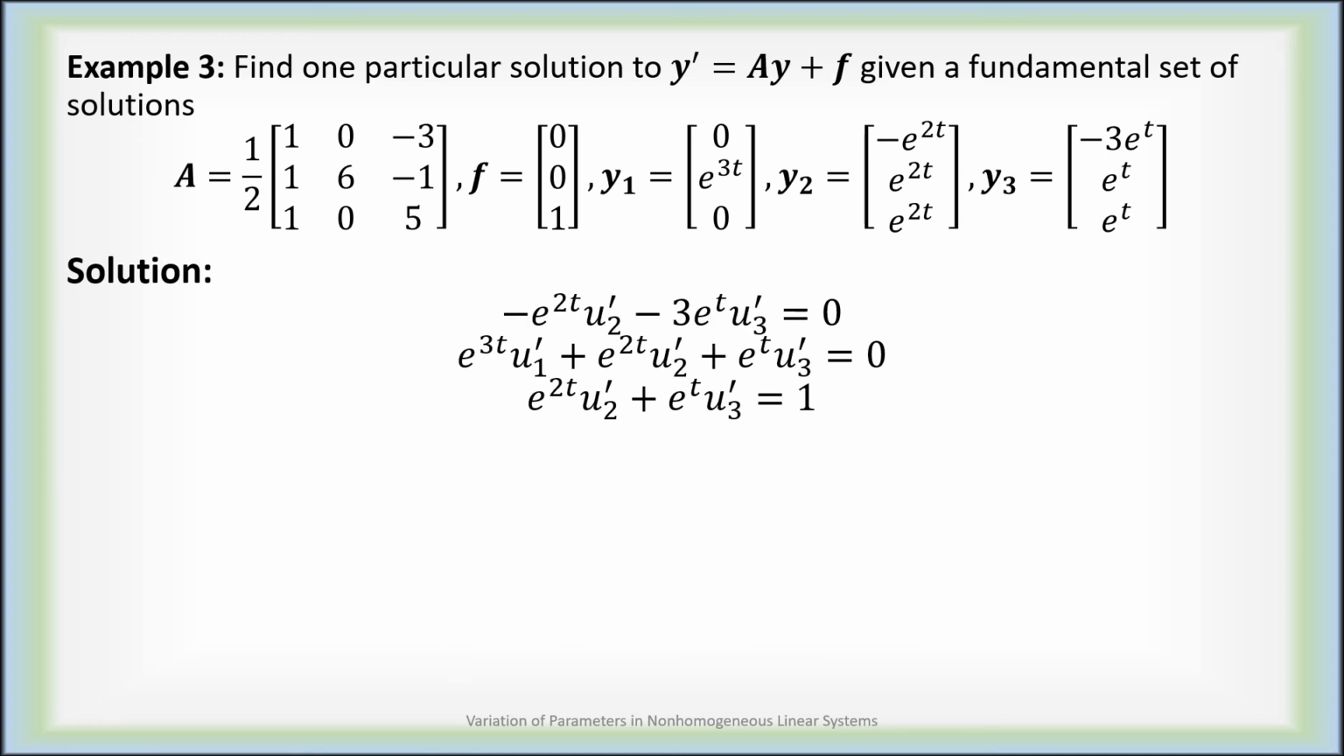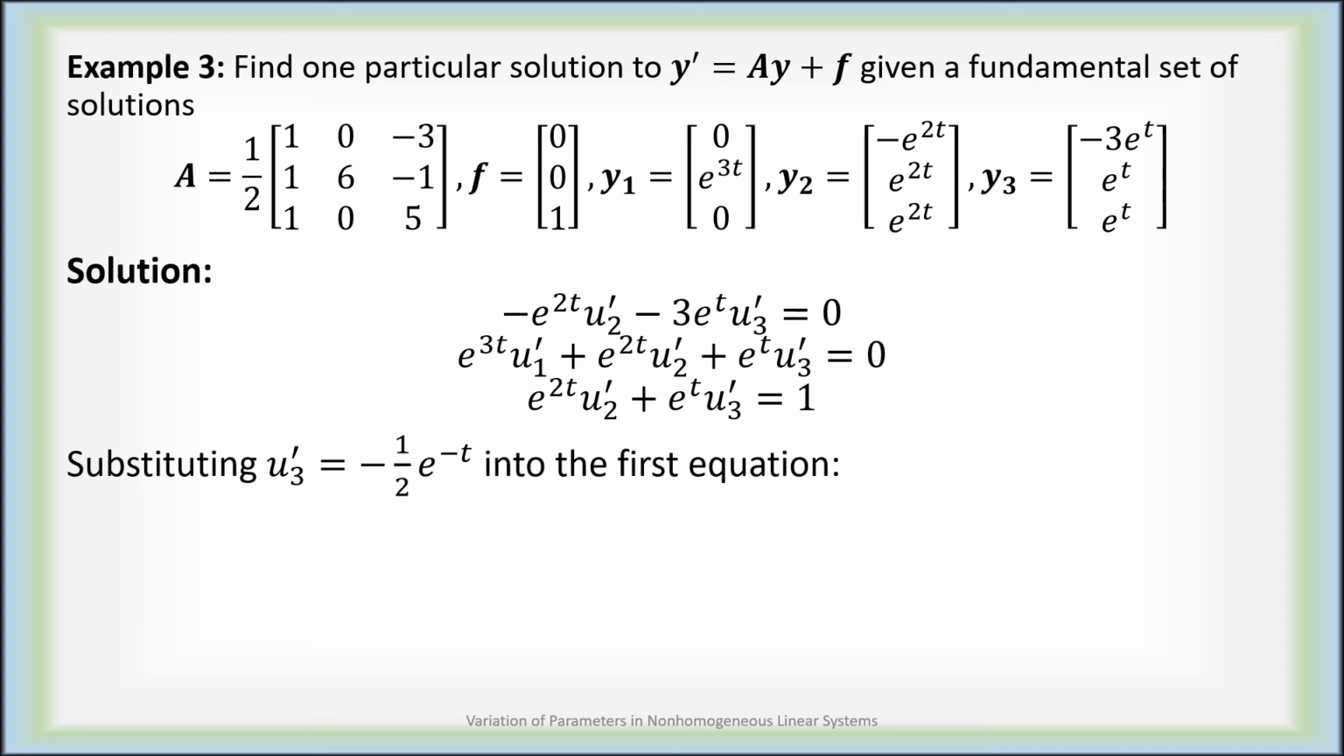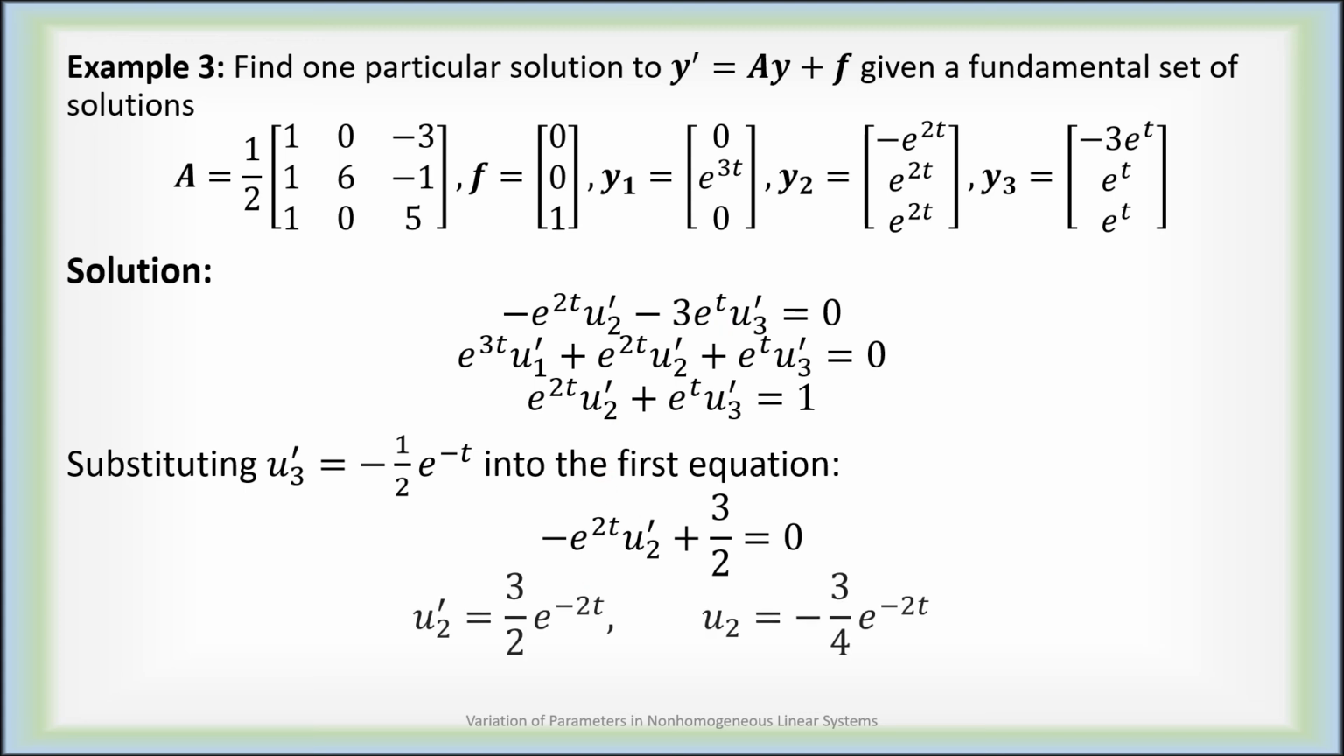So here's our system of equations that we started with. We've already determined that u3 prime is minus 1/2 e to the minus t. So if I take this for u3 prime and substitute it in here, we'll end up with something that we can now solve for u2 prime. If we solve it for u2 prime and then integrate, we can say that u2 is minus 3/4 e to the minus 2t plus any constant we want, and we choose 0.